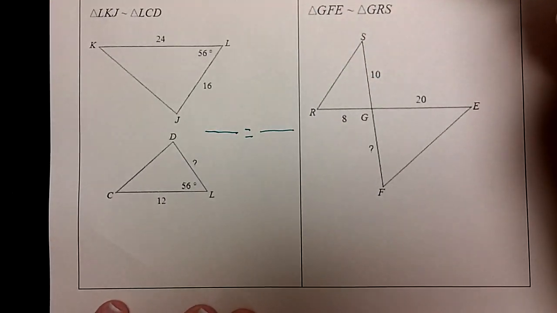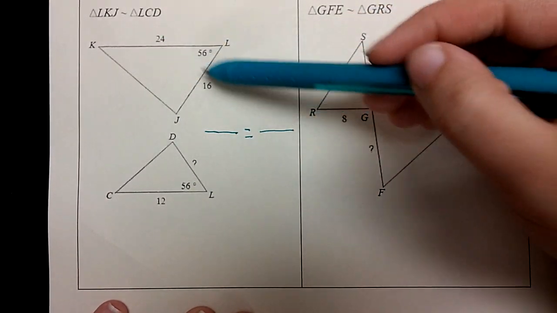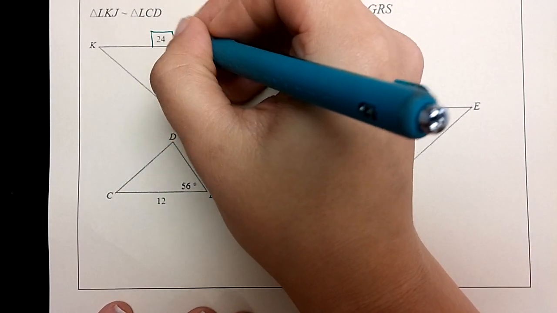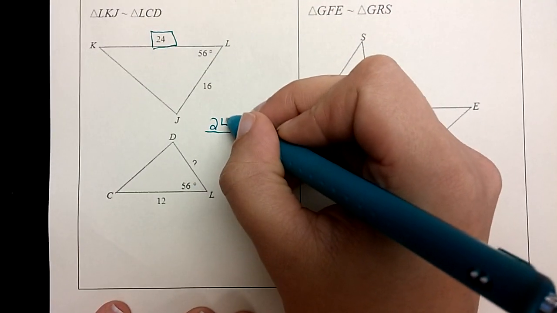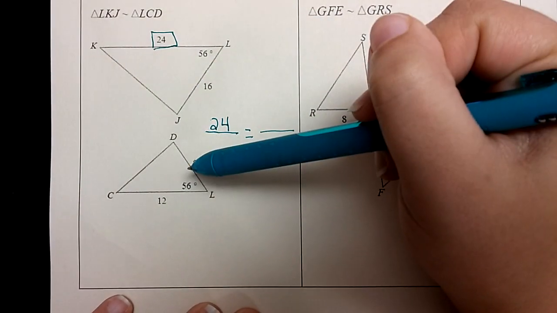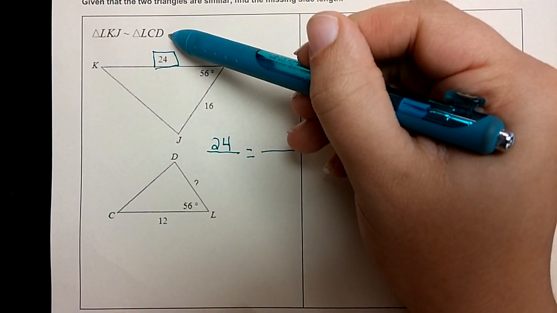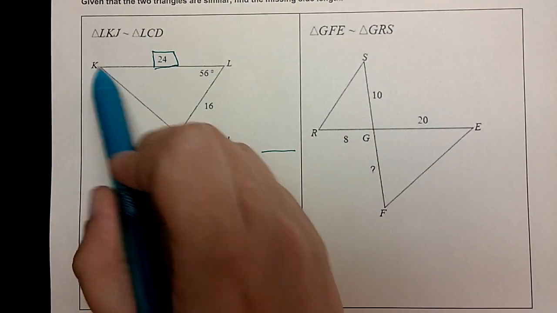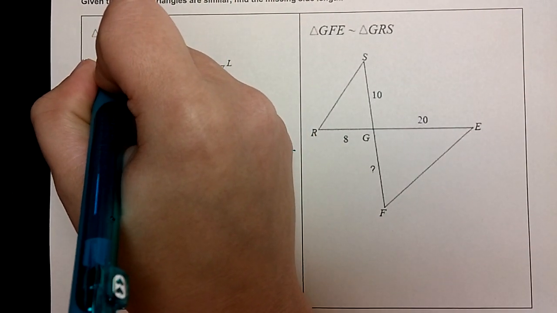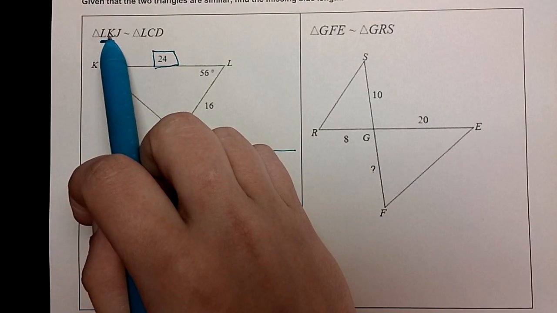Where you start is not important. It doesn't matter. I put the bigger triangle on top. So I look at my bigger triangle here, and I just pick one of the sides to start with. In this case, I'm going to start with 24. 24 is in the bigger triangle, so I put that number on top. I need to put the corresponding side from the smaller triangle on the bottom. The way I can tell is by looking at this similarity statement. 24 is side KL or LK, which is the first two letters written in that statement, triangle LKJ.